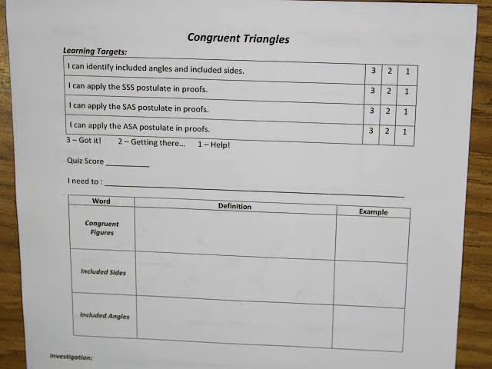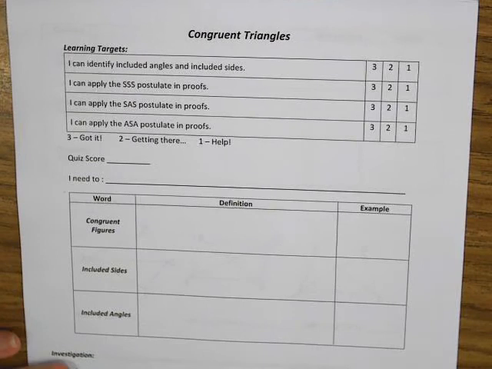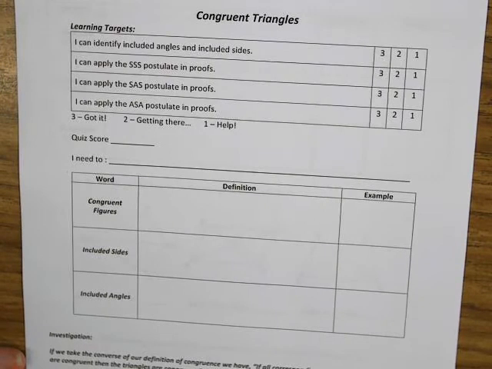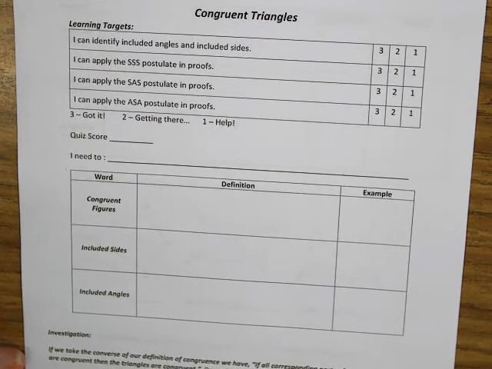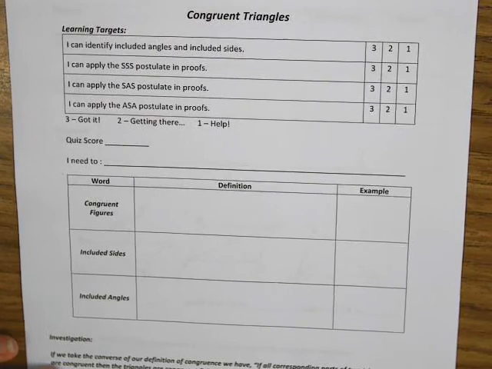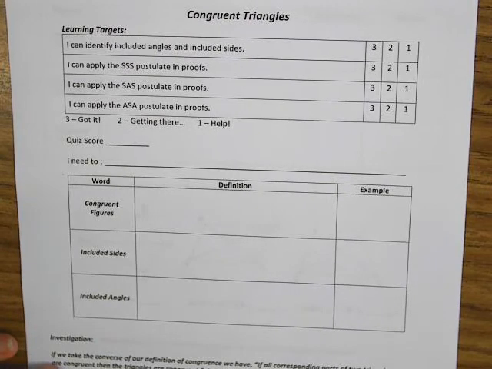Okay, our second lesson in this chapter is on congruent triangles, which we will be working a lot with throughout the whole entire school year. We have several targets here. The first one says I can identify included angles and included sides. Those are kind of key vocabulary terms that we're going to be using. And then you see we have three separate postulates that we will talk more specifically about in a minute.